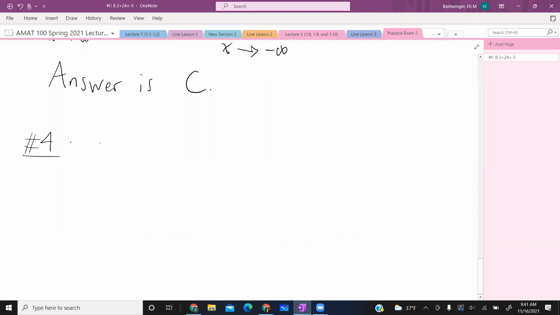So in number 4, we're given the function f of x is equal to 2x minus 1, minus 1/2. We want to find the x and y intercepts and the horizontal asymptote, and then from that we want to graph the function. So let's look at the x-intercepts.